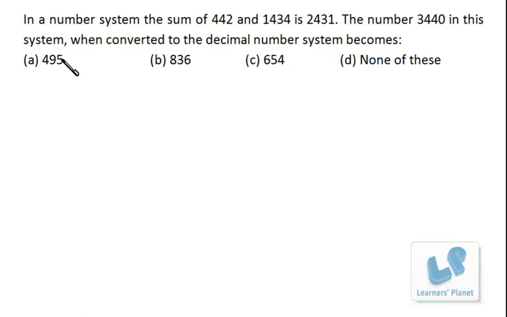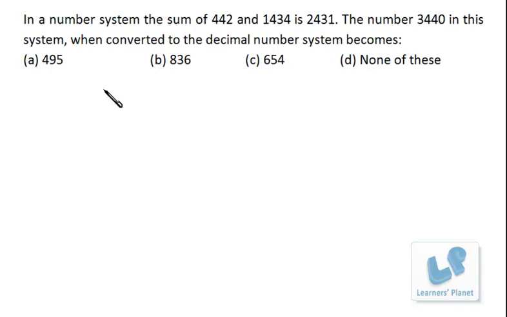Okay, so in this particular problem, first of all let's read the problem. In a number system, the sum of 442 and 1434 is 2431. That is, we are talking about that particular number system only. These numbers are not written in decimal number system. Now the number 3440 in this system, if we convert to decimal number system, will be what? Okay.